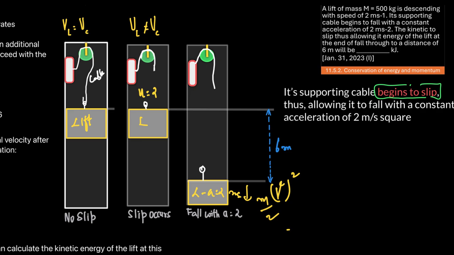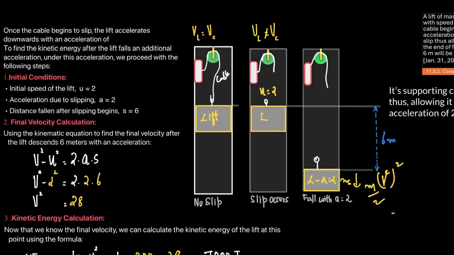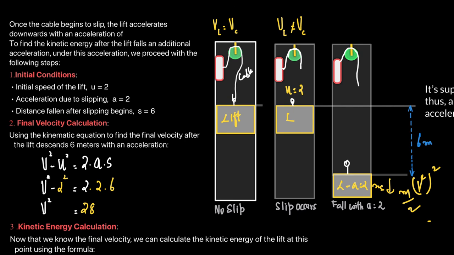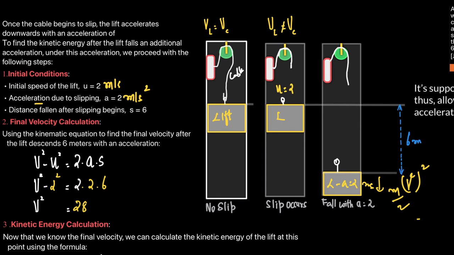To do that, we'll make use of the kinematic equations of motion. The initial velocity is given as 2 meter per second. The acceleration is given as 2 meter per second square. And the lift has traveled 6 meters. So by the displacement relationship, we have v squared minus u squared equal to 2as. u is 2, so u squared is 4. Then a is 2, so 2 into 2 into 6 is 24. 24 plus 4 is 28.